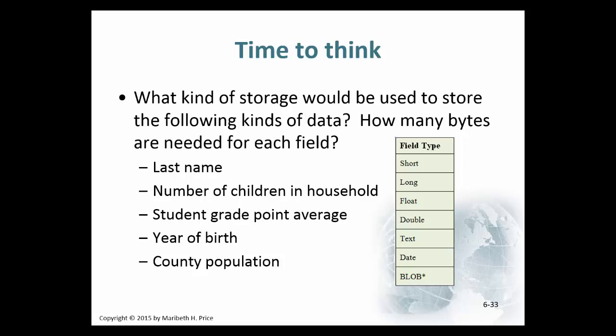Which field type would be best suited for student grade point average? In this case, I would use float. What about year of birth? Maybe the date. What about population? I would use long. I hope you got these right and have a good understanding of field types.